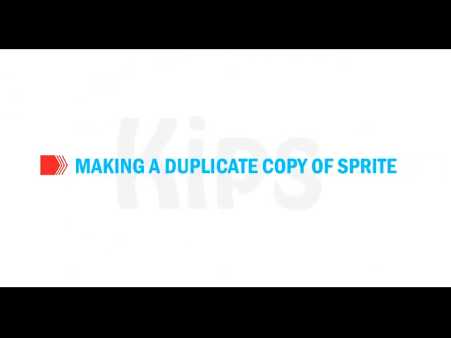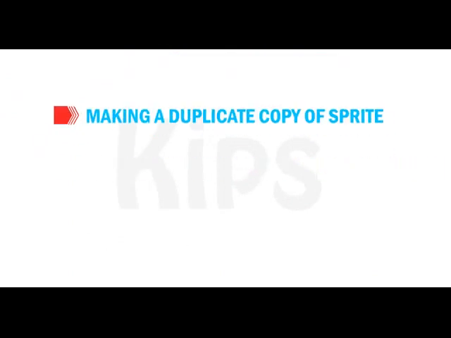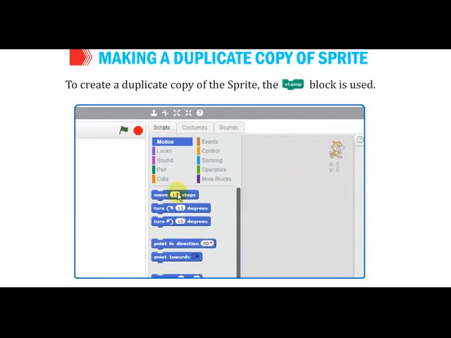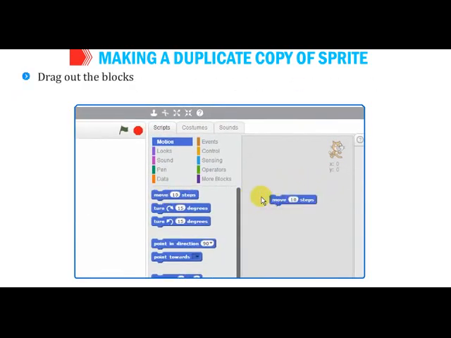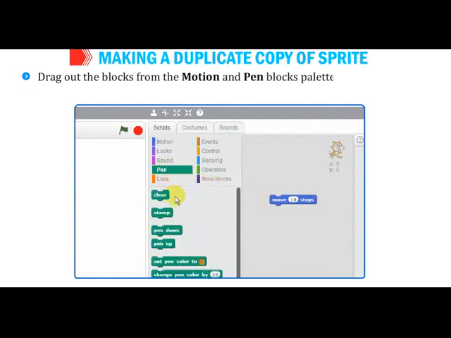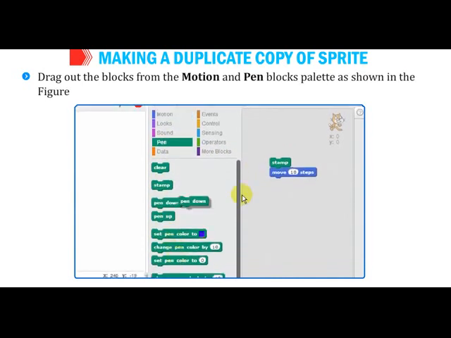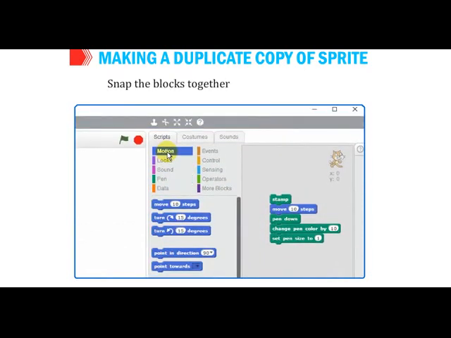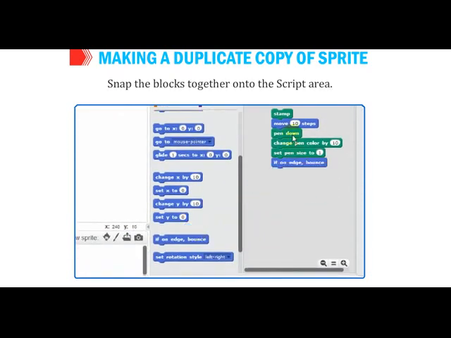Let's quickly learn about making a duplicate copy of sprite. To create a duplicate copy of the sprite, the Stamp block is used. Drag out the blocks from the Motion and Pen blocks palette. As shown in the figure, snap the blocks together onto the sprite area.